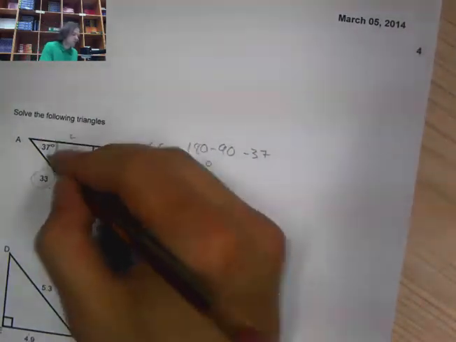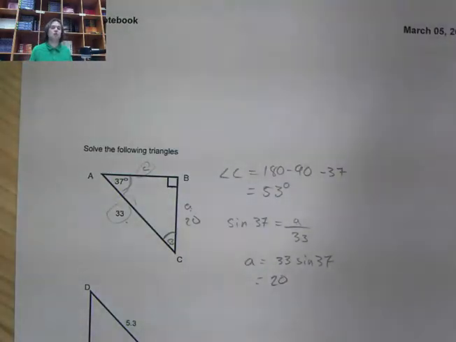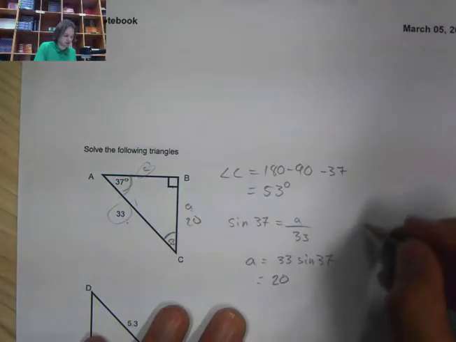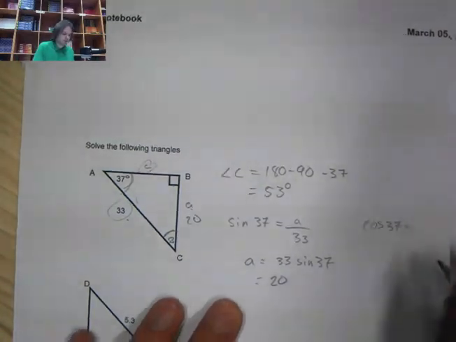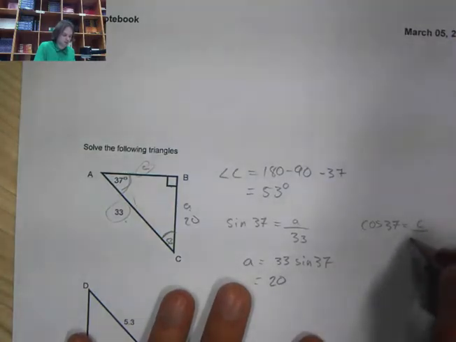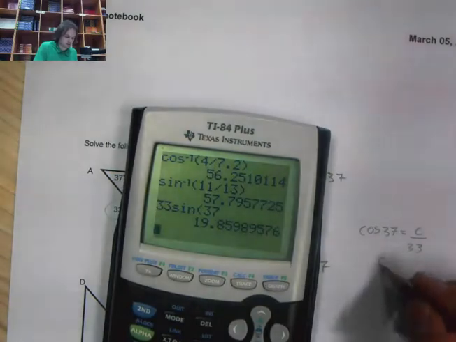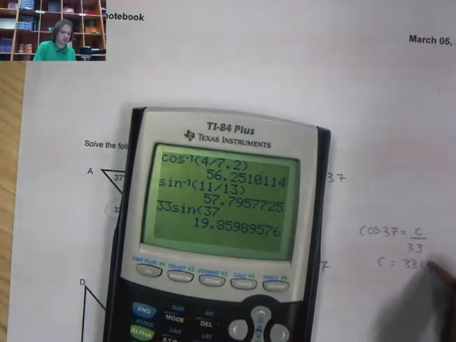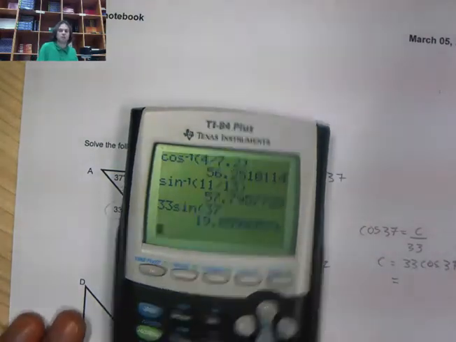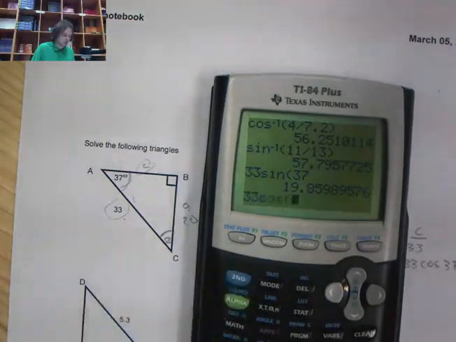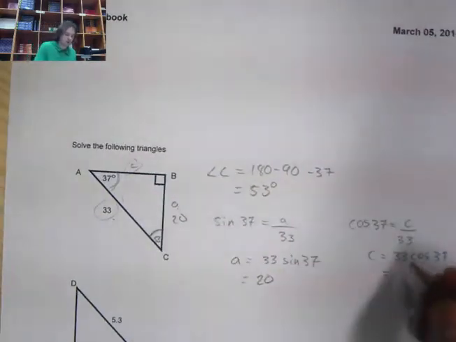So I'm still going to use that 37 degrees. And for C, what am I going to do? I'm going to use cosine. Okay, so I'm going to say cos 37 is equal to C all over 33. So now I want to go 33 cos 37. So C is equal to 33 cosine of 37 degrees. So let's plug that in. We're going to go 33 cosine 37, and that's going to give me 26 as my final.